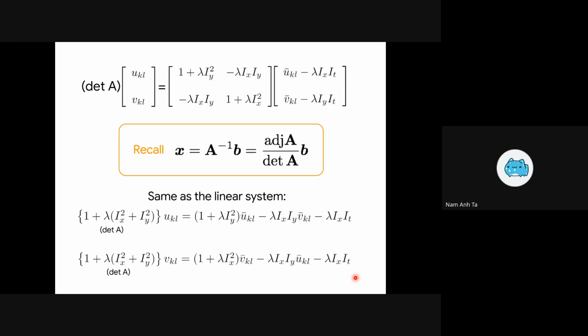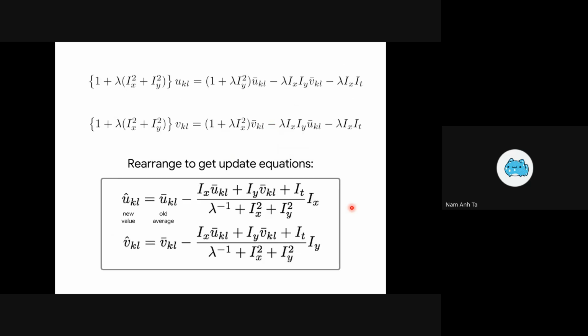So in the previous slide, we derived the linear system for the inverse matrix. And now we expand those formulas through multiplication to show the exact mathematical form of the final update. Ultimately, we'll arrive at the final update rule shown in the box right here, which we can actually solve for the UKL and the VKL. This is an iterative formula used to calculate the flow for each pixel in each step.